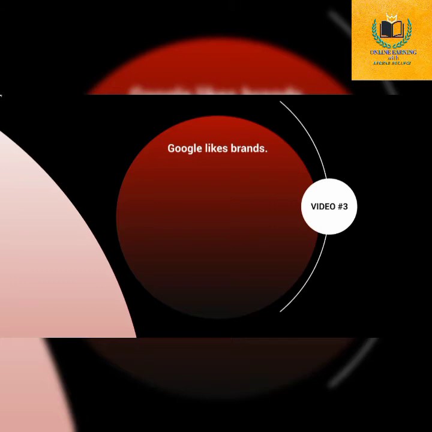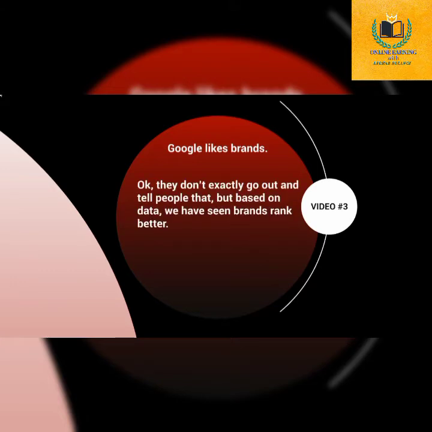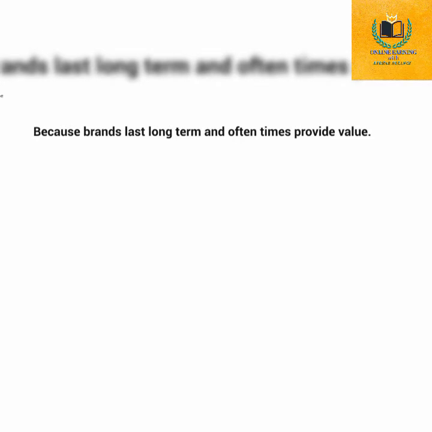brands. Now, it's not necessarily that they particularly like brands because brands make a lot of money or anything like that, but we've realized there are certain variables that make a brand stand out. So they don't exactly go out and tell people that they like brands, but based on the data that we've seen, we have seen brands rank better. So why is that? Why is it that Google seems to rank brands better? It's because brands last long term, and they oftentimes provide value.